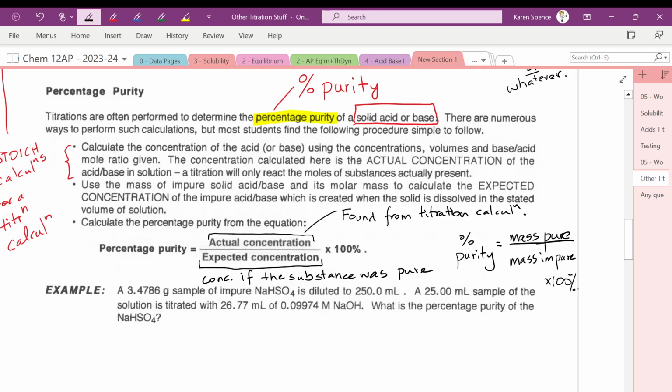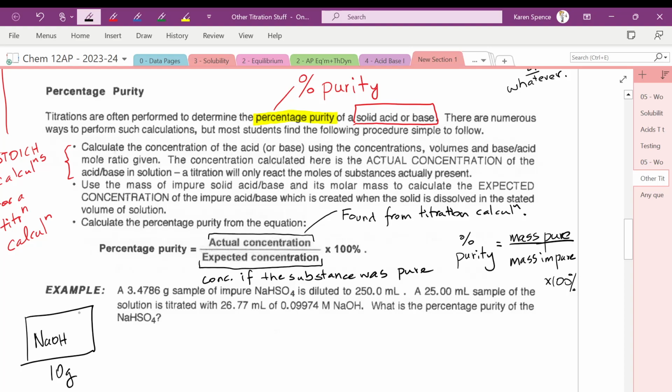Yes? Which one is bigger? Why? So what I've got is a sample here of my stuff. Say it's 10 grams. And let's just say this is NaOH. Yeah, because we know that one becomes impure.